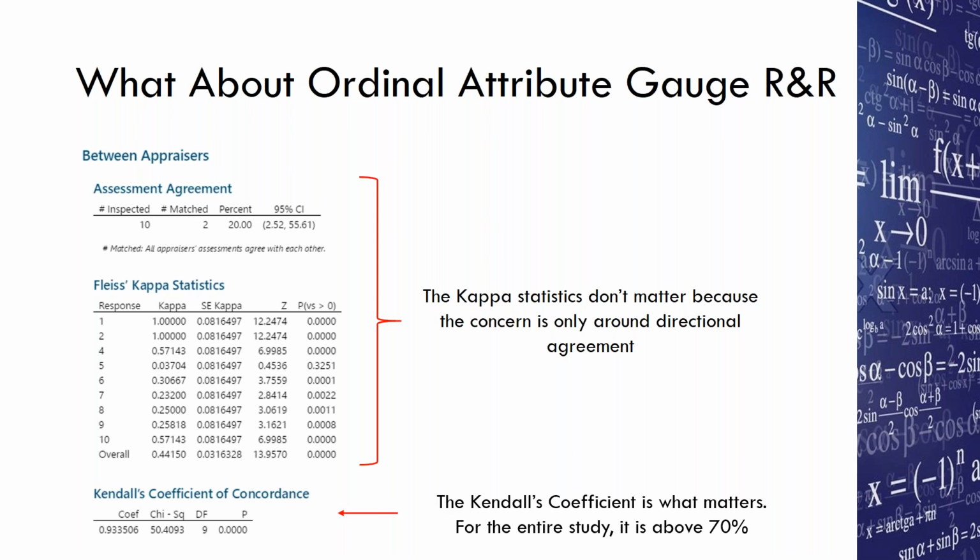And that, by the way, is going to be the value that you report as your final attribute gauge R&R result: that Kendall's coefficient. Remember, we don't have a key, so there's not going to be any assessment to the standard. In an ordinal gauge R&R or an ordinal attribute agreement assessment, there's generally not any type of key.